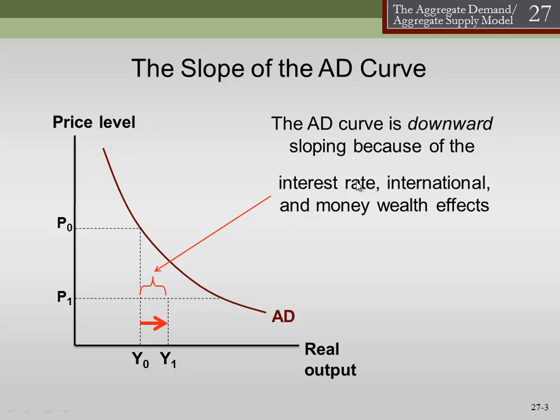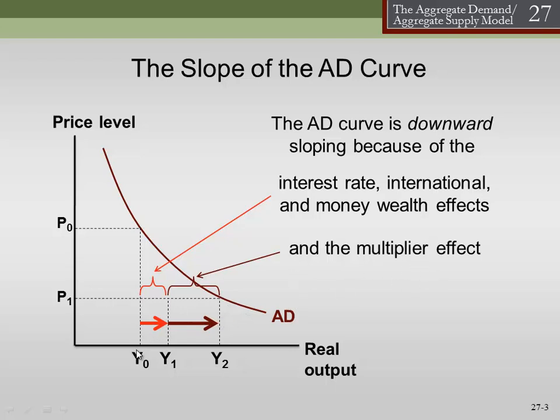Well, there are all of these effects, and there's an initial reaction to this price level, which causes us to demand more. So we move from Y0 to Y1 initially, but we're not done yet. Why? Because there's also a multiplier effect. And that multiplier effect is this.